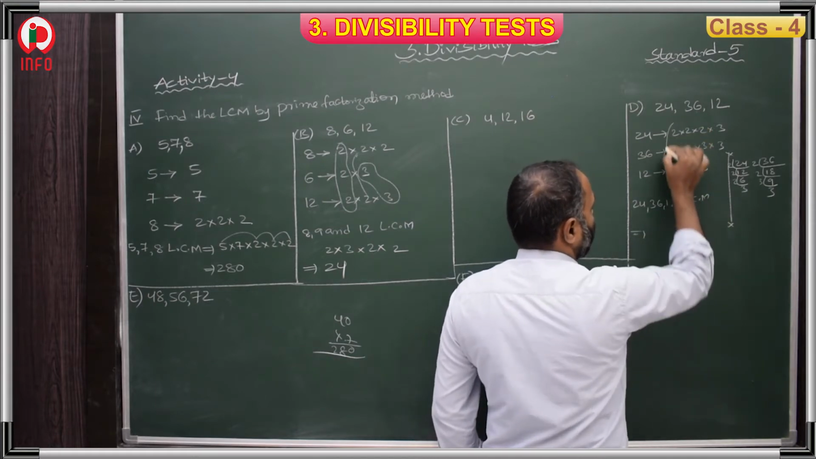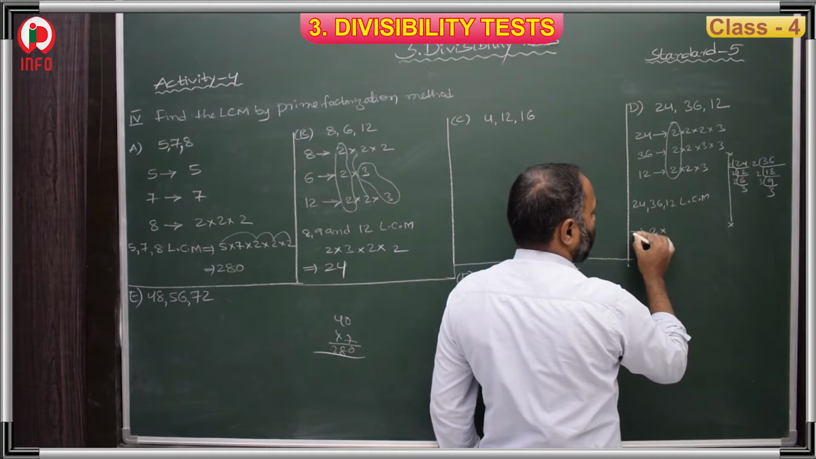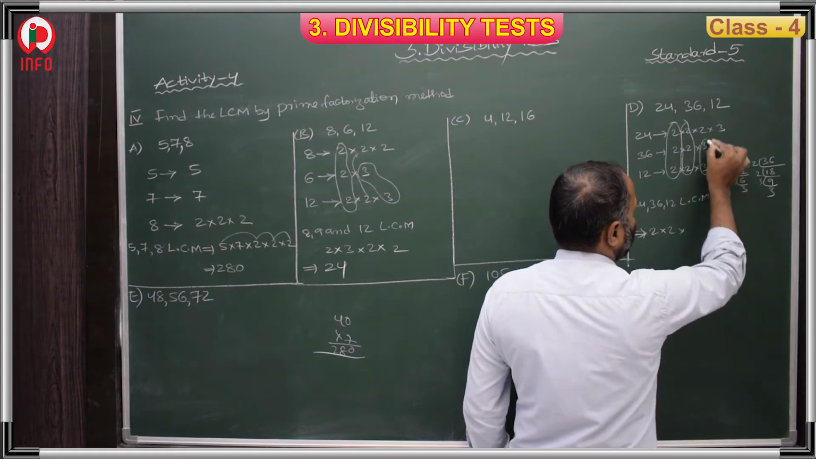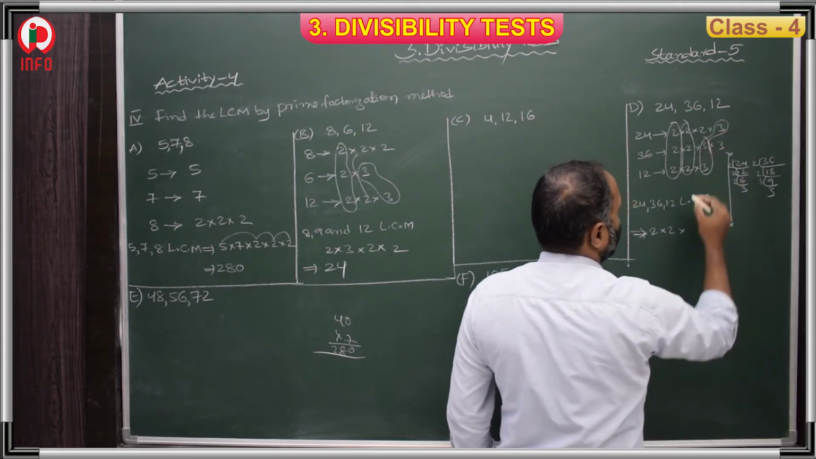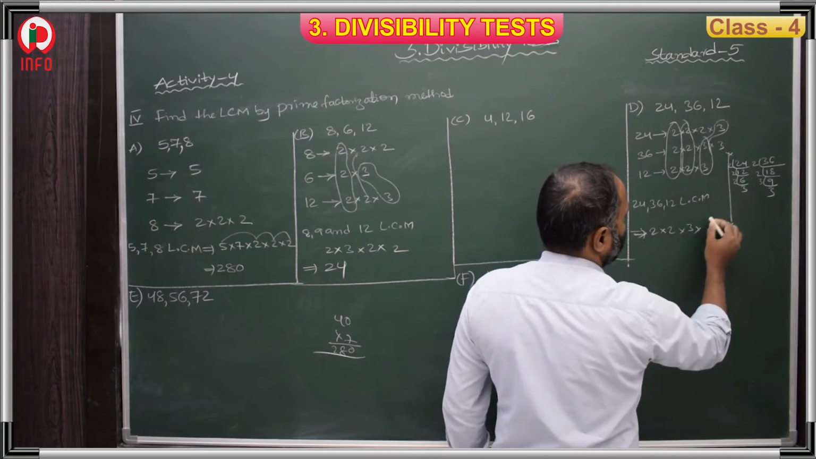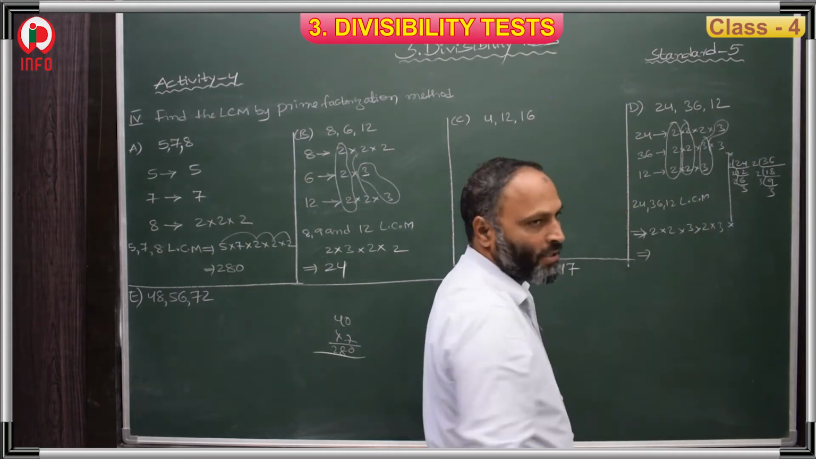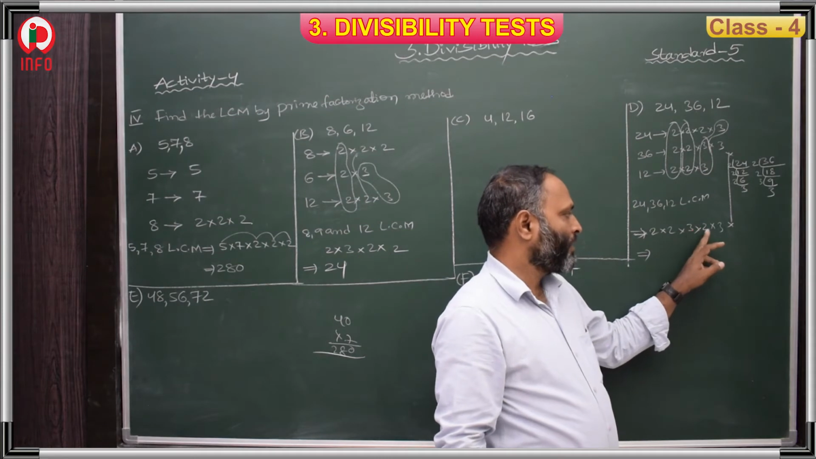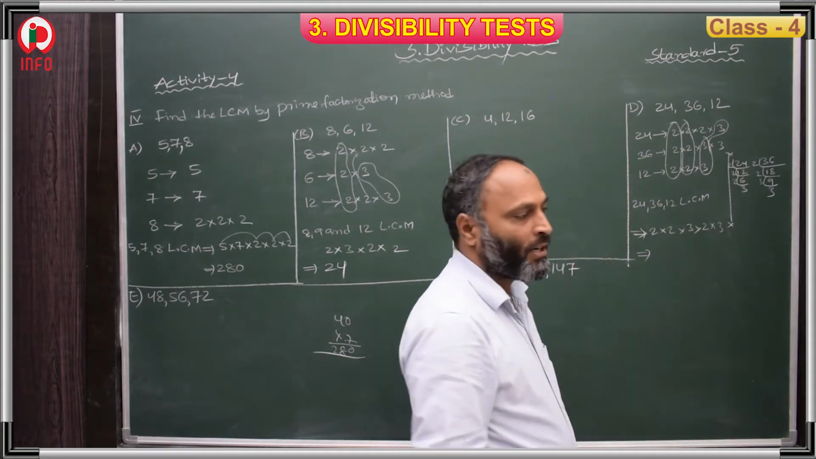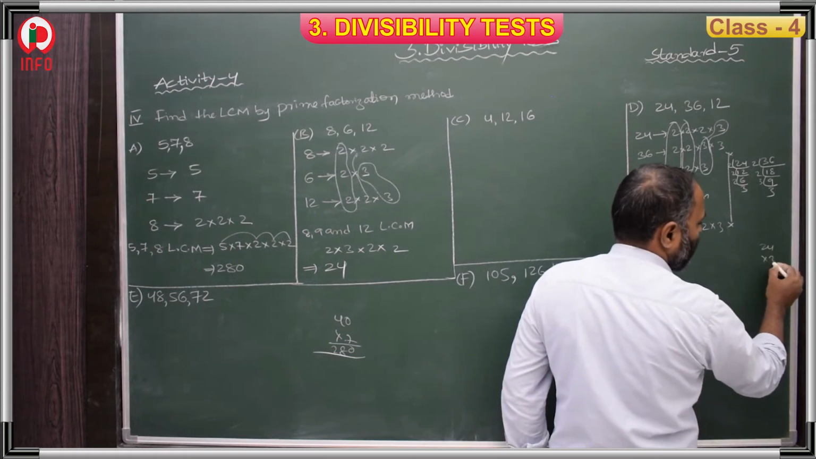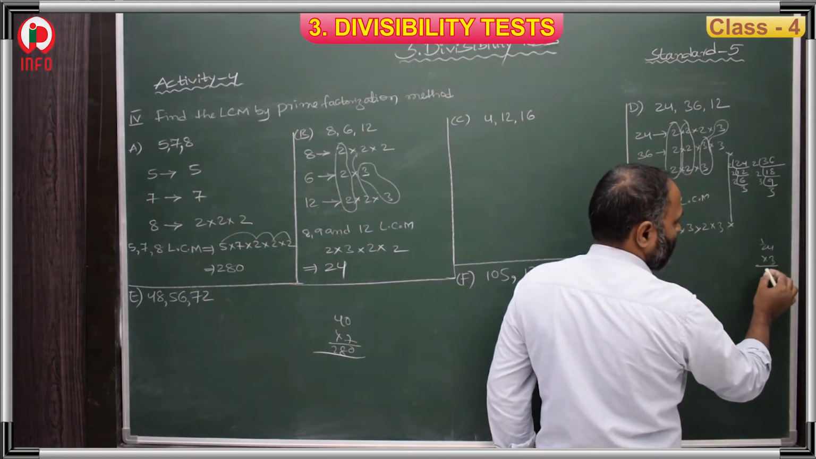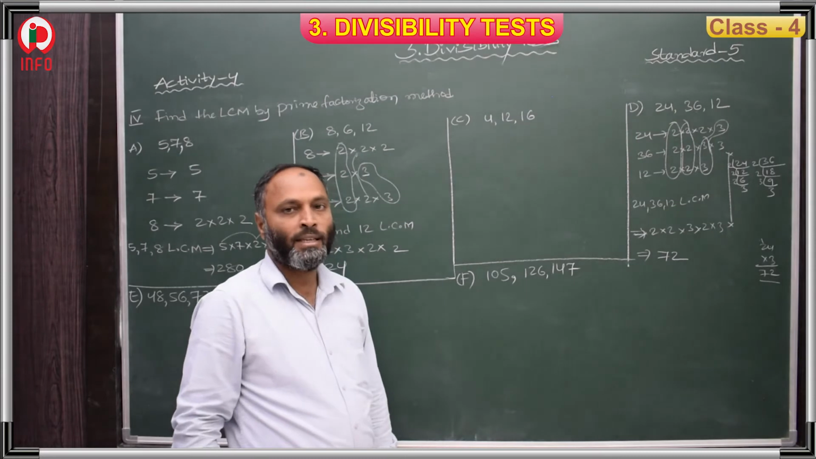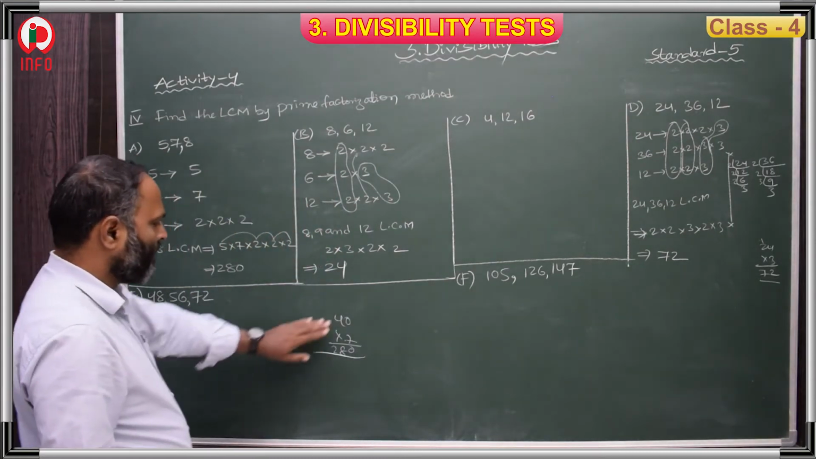How to take the LCM? 1 2 is common, then another 2 is common, then 1 3 is common in these two. Here also 1 3 is common in all three, and 2 and 3 are left. That we have to take as it is. 2 twos are 4, 4 threes are 12, 12 twos are 24, 24 times 3: 3 fours are 12, 3 twos are 6 plus 1, 7, 72. 72 is the LCM.